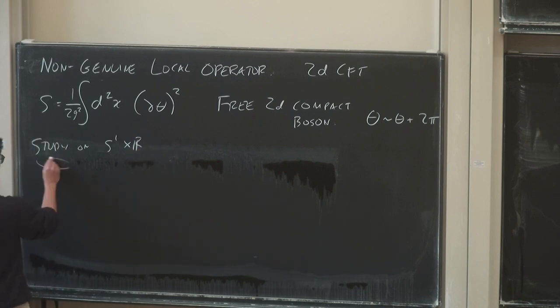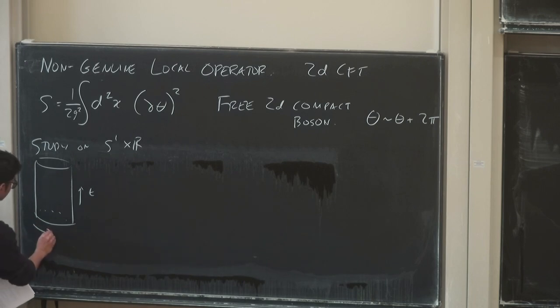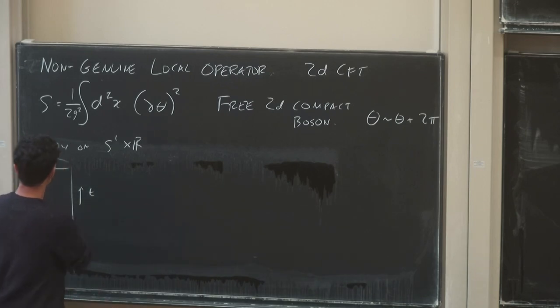So in other words, here's my cylinder. This one is time, and I'm going to call this direction phi. Phi is the direction around the cylinder. And phi is also periodic with periodicity 2 pi.